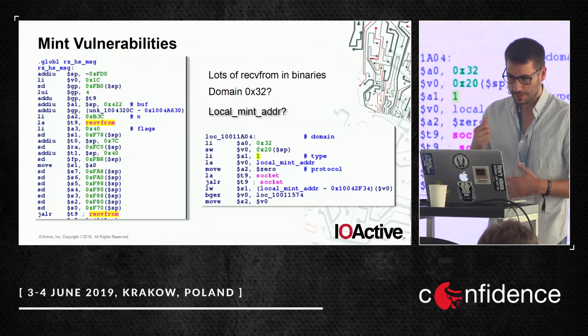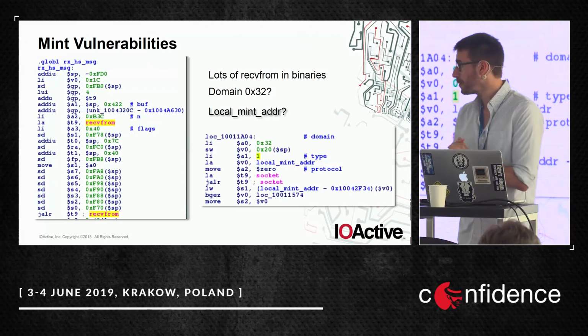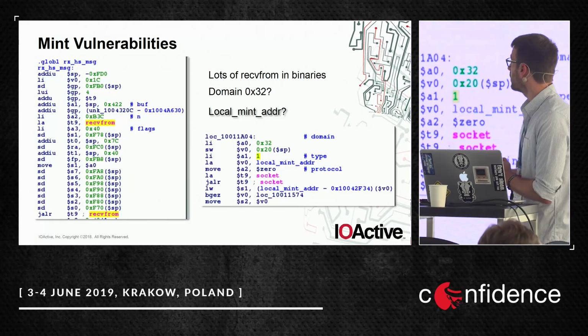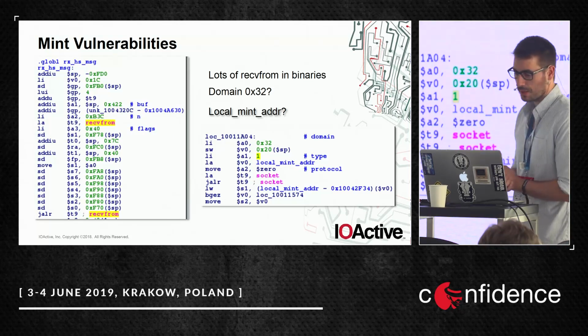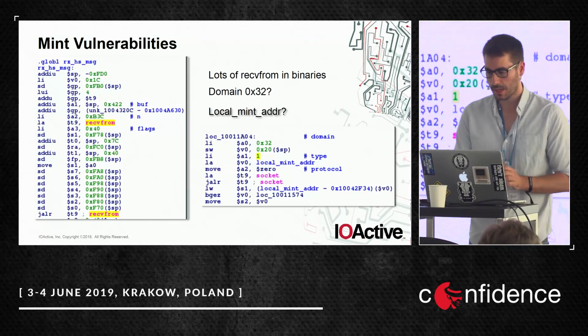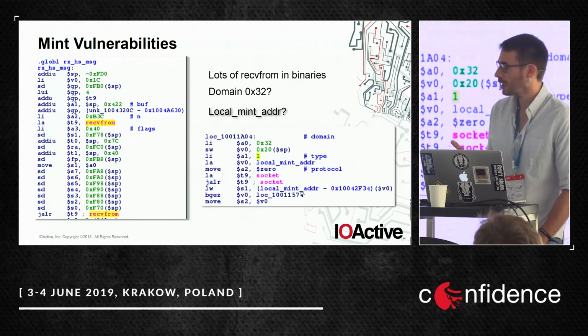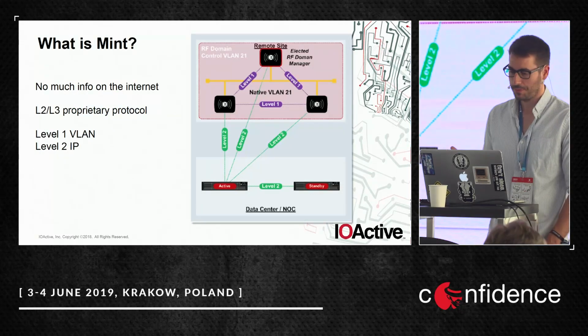OK, so now the Mint vulnerabilities. When I was reverse engineering several binaries of this operating system, I saw that some of them were listening and reading from sockets, but tracing those sockets, I realized that they were using non-standard values for domains, for instance, and I also saw some references such as local Mint address. So I didn't know what the hell this Mint thing was, and I wanted to know.